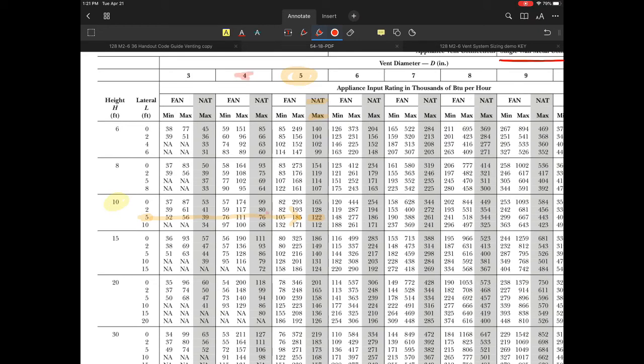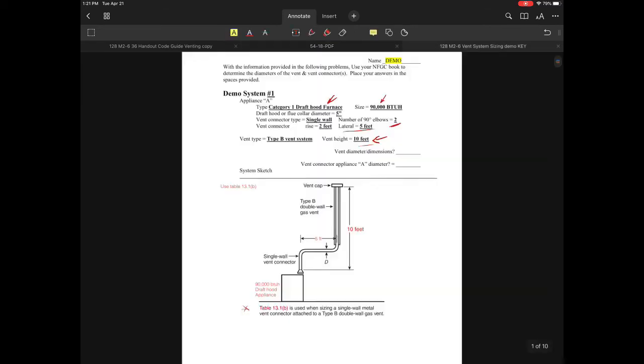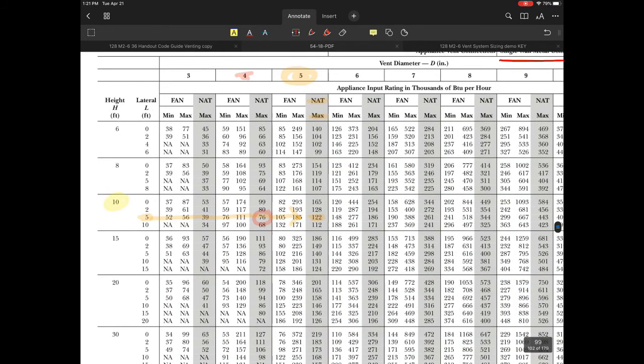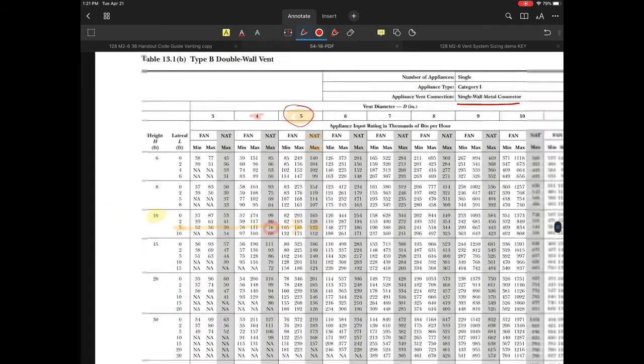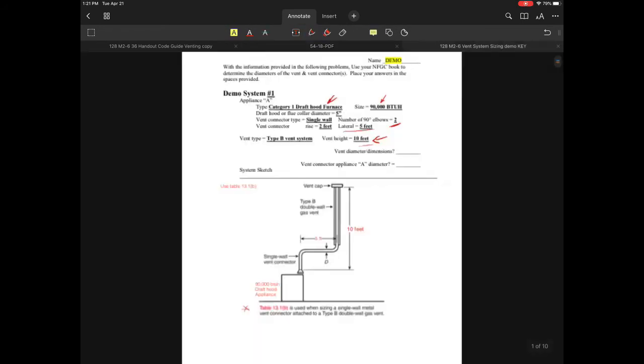A 4-inch, as I can tell from here, you'll notice would have had a capacity of only 76,000 BTUs. And we have a 90,000 BTU appliance. There is no way for us to be looking at this. So this one's a very simple process. In the end, we are definitely going to use a 5-inch vent in this particular case.